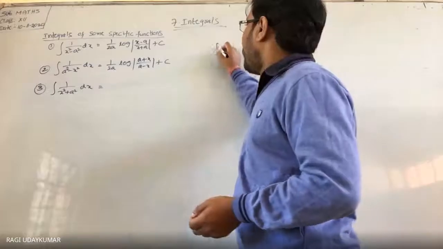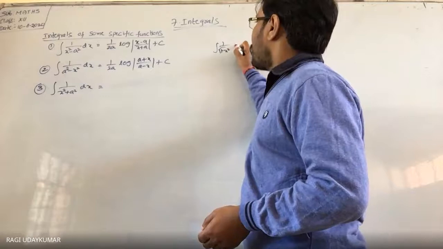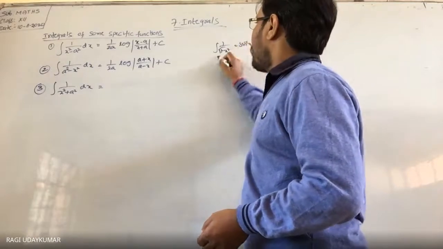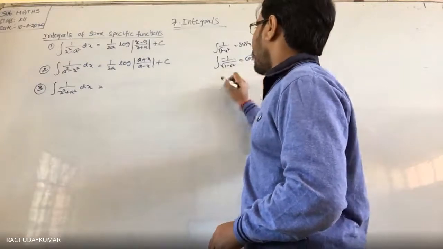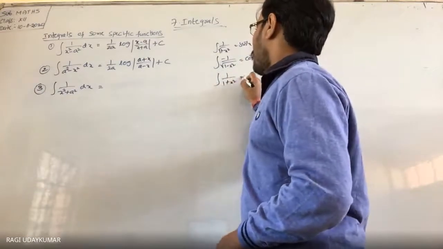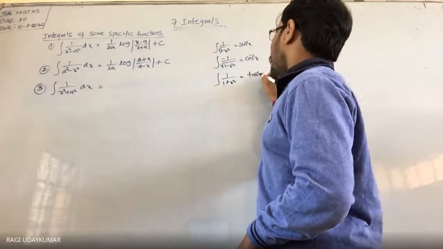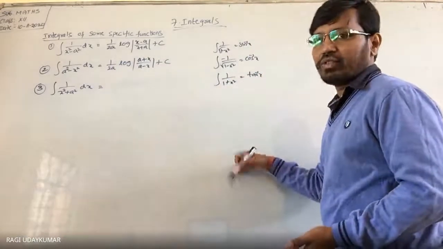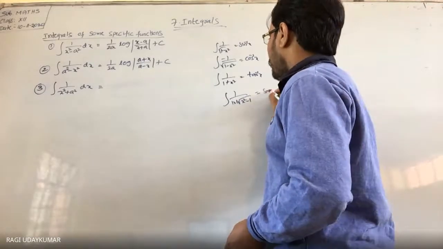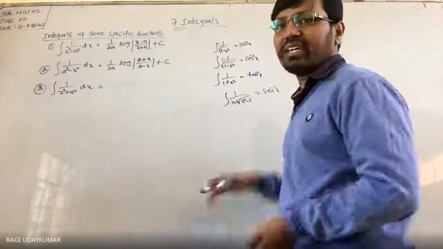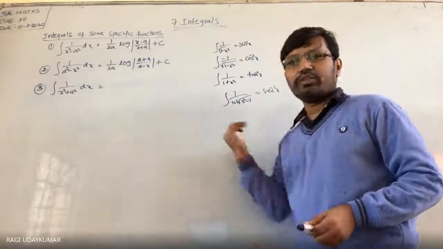Integration of 1 by under root of 1 minus x square is equals to sin inverse of x. Integration of minus 1 by under root of 1 minus x square is equals to cos inverse of x. Integration of 1 by 1 plus x square is equals to tan inverse of x. Minus होता है तो cot inverse of x होता है. Integration of 1 by mod x into under root of x square minus 1 is equals to secant inverse of x. Minus होता है तो cosec inverse of x. Why I told this one, you know?